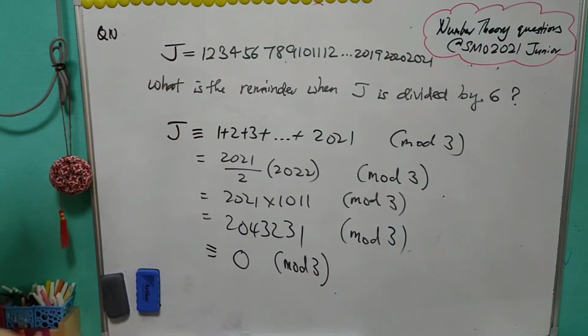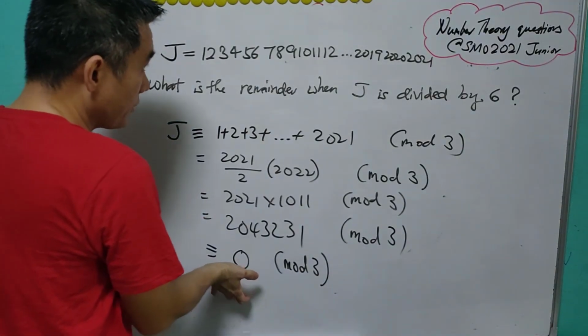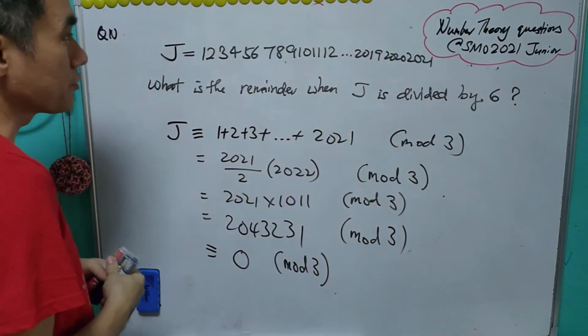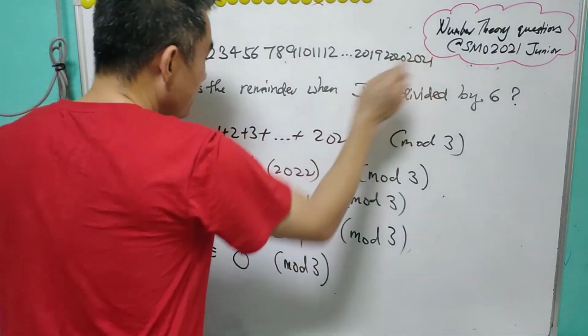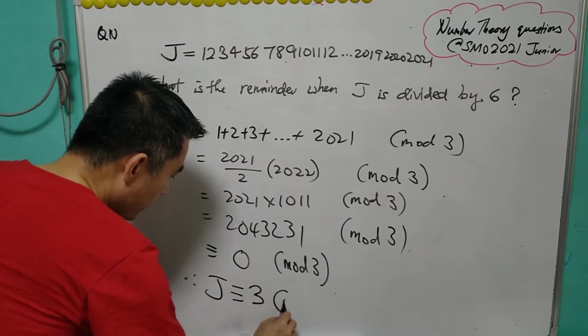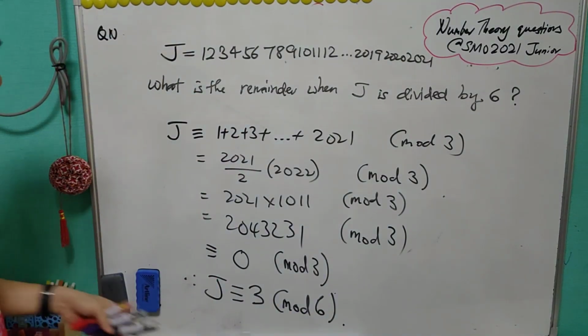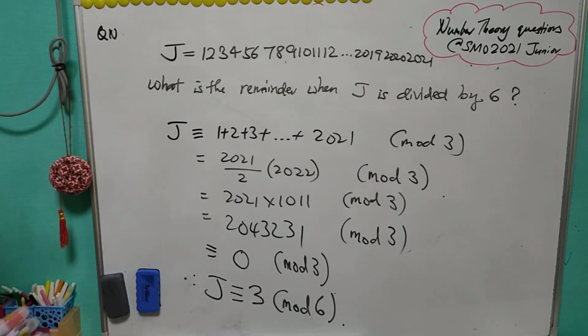Now what does it mean here? It means that j is a multiple of 3. j is a multiple of 3, and j is an odd number, and therefore j will leave a remainder of 3 when divided by 6. So 3 is the answer for question 10.